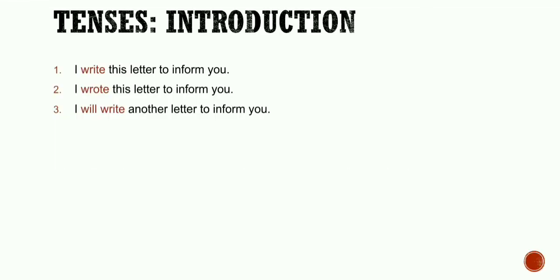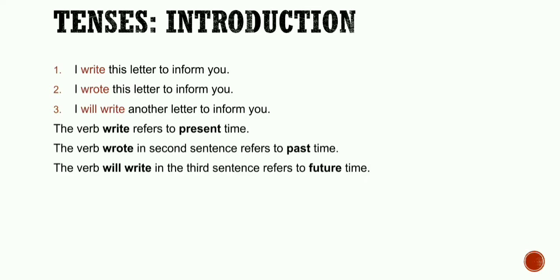Look at the following sentences. I write this letter to inform you. I wrote this letter to inform you. And the third sentence is, I will write another letter to inform you. The verb write refers to present time, and the verb wrote in the second sentence refers to the past time. And the verb will write in the third sentence refers to the future time.